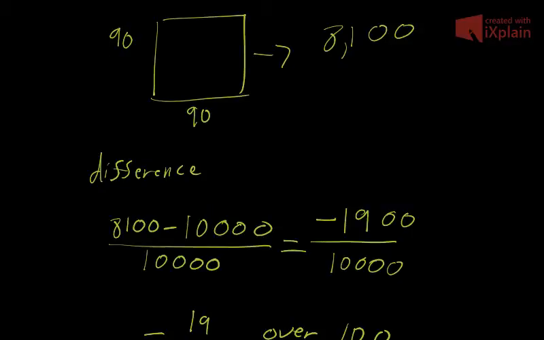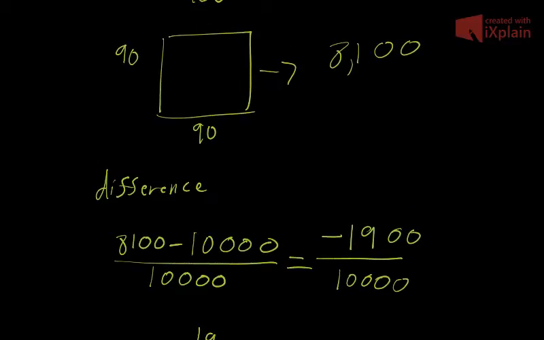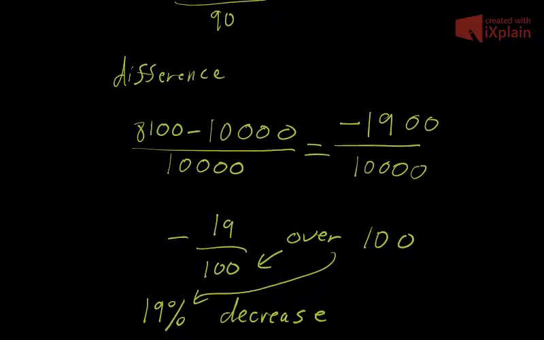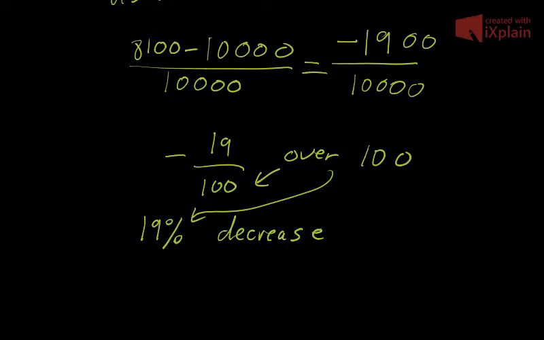So if your towel shrinks by 10%, you almost lose 20% of your towel, which sounds a little counterintuitive, but it's how dimensions work. They're kind of strange.